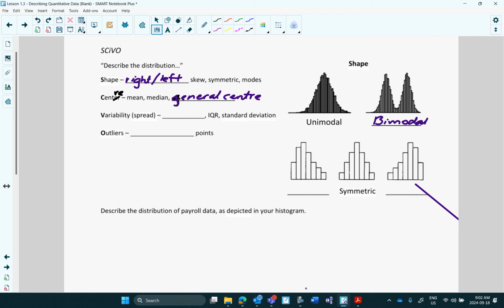Variability: remember, when you see the word variability, think spread out. How spread out is the data? Well, we talked about range. Right now, we'll use range because we haven't looked at the other two yet. We're going to look at the other two next time. And are there any outliers? In other words, unusual points.